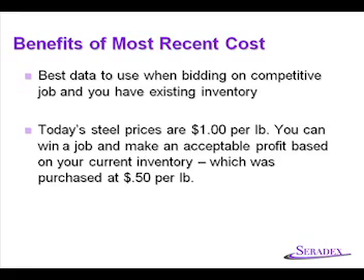The benefits of the most recent cost include the following. It is the best data to use when bidding on a competitive job and you have existing inventory. For example, even though today's steel prices are $1 per pound, you can win a job and make an acceptable profit based on your current inventory of steel, which was purchased at 50 cents a pound. So on a job-by-job basis, we can bid using our 50-cent cost and still make a profit.